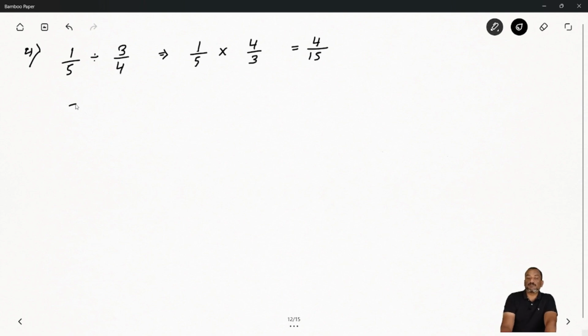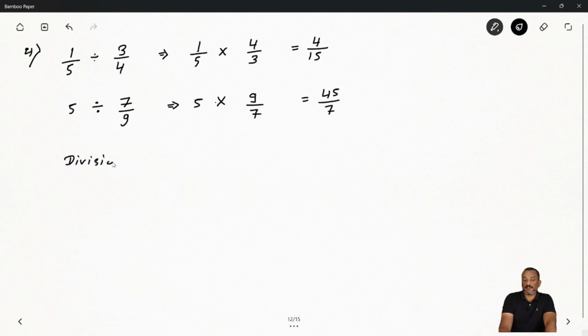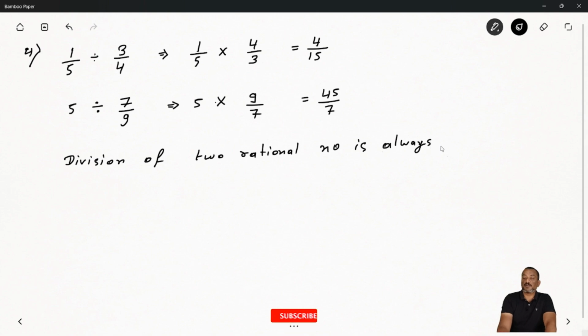In the same way, suppose 5 is divided by 7 over 9. The division sign changes to multiplication and you get 9 over 7, so you will get 45 over 7. That is also a rational number. So simply, the division of two rational numbers is always a rational number.